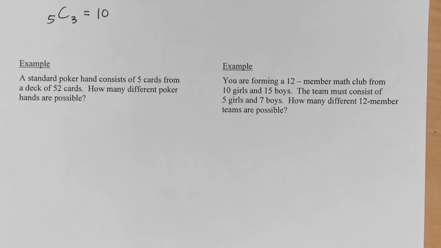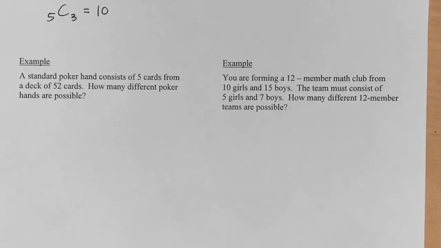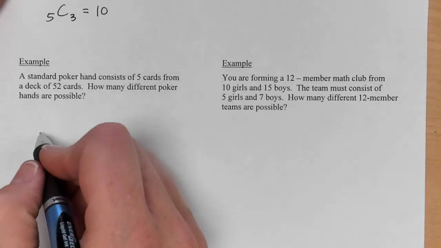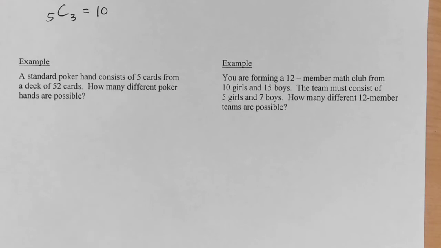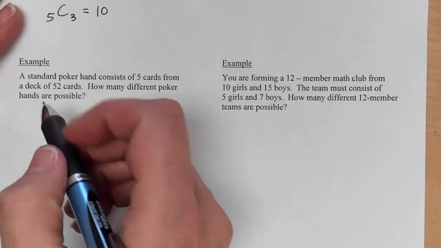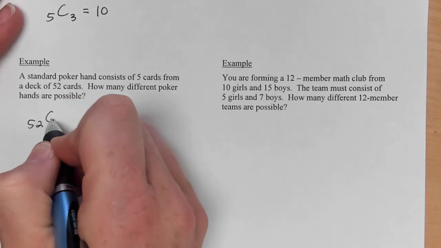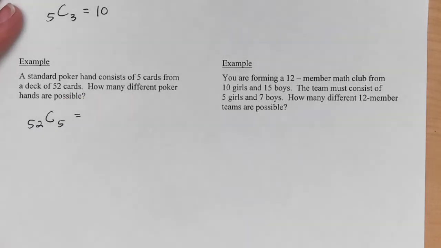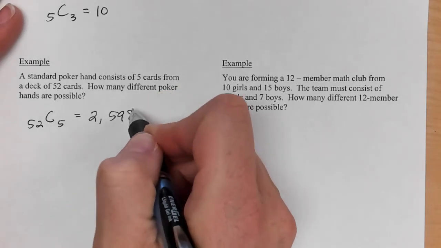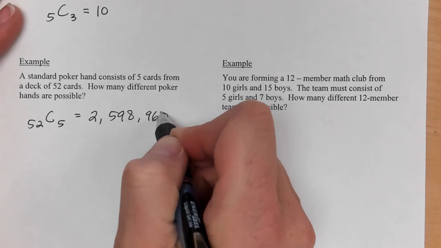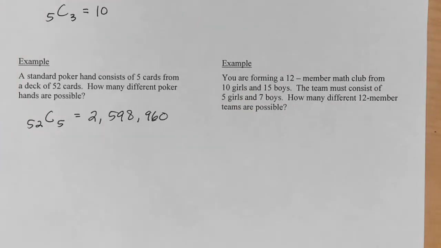Next up, here's our poker question. A standard poker hand consists of 5 cards from a deck of 52. How many different poker hands are possible? So when I am getting my hand, I'm sitting at the table and they're dealing the cards, it doesn't matter which card I get first, just as long as I get 5 cards. That's why this is a combination and not a permutation. If it doesn't matter the order in which I get the cards, then it's 52 choose 5. So out of the 52 cards, I just need 5 of them. It doesn't matter how they come to me. So 2,598,960 different poker hands are possible.